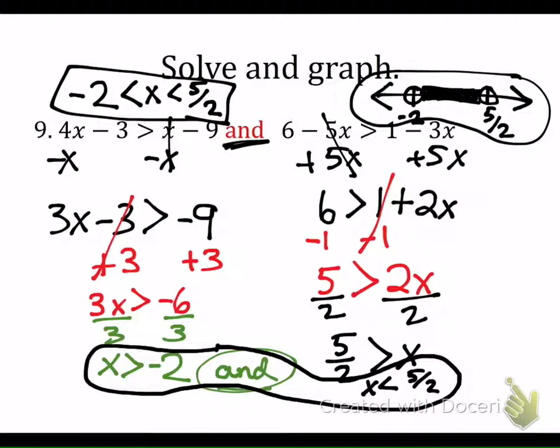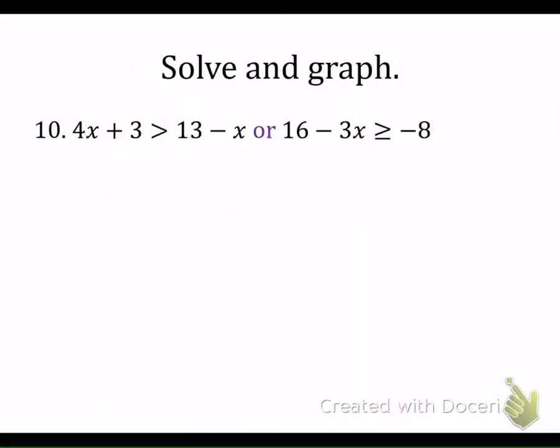Any questions? So let me just reiterate. Correct answer, but not final answer. Final answer, graph. Number 10, we're looking at another or. So we can solve them separately, write the answers separately, put the word or in there. They're a little easier, I think, than the ands.